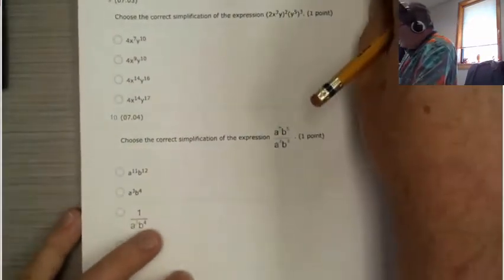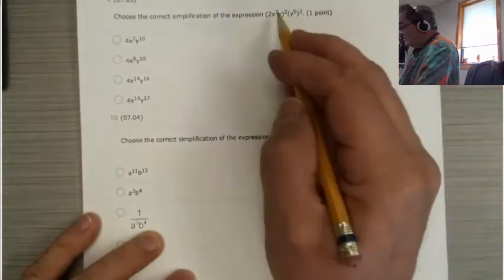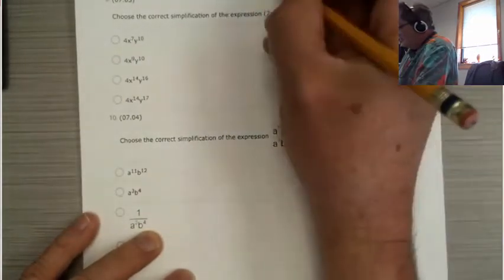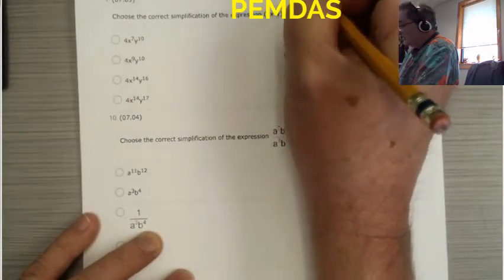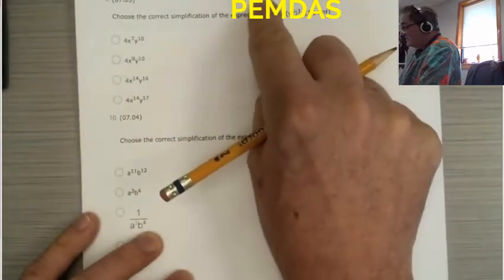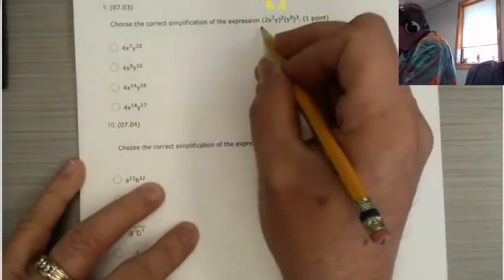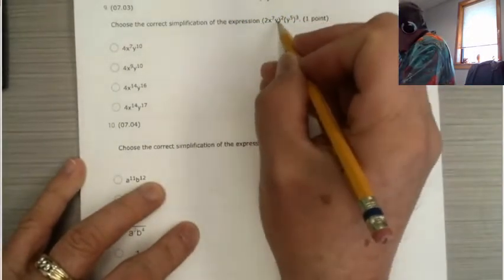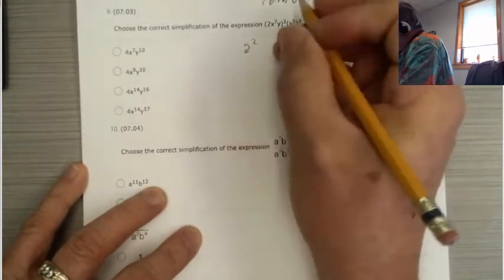So the first thing we need to do before we multiply is we have to take care of the exponents, right? Which is taking care of the parentheses. Don't forget our order of operations there. Order of operations: parentheses and exponents, then multiply, divide, then add, subtract. So let's take care of the first term. To get rid of the parentheses, we've got to do the exponent. So that would be 2 to this power.